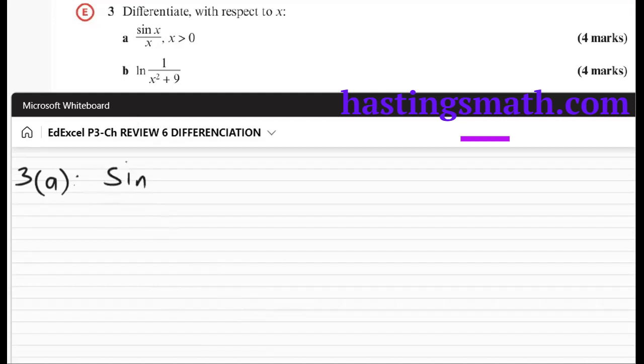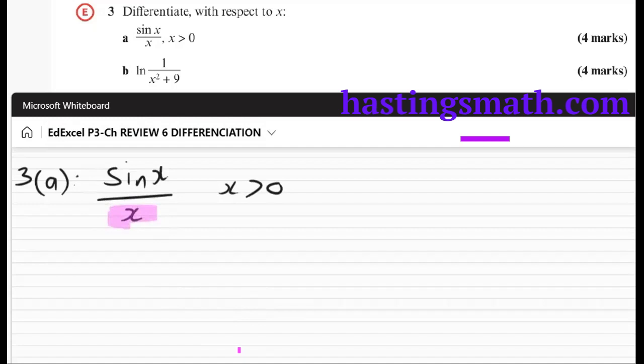Okay, so 3A has a function divided by a function. If you look at this, it has the restriction x larger than 0. That's just because x is in the denominator, so obviously it can't be 0. It has to be bigger than 0.